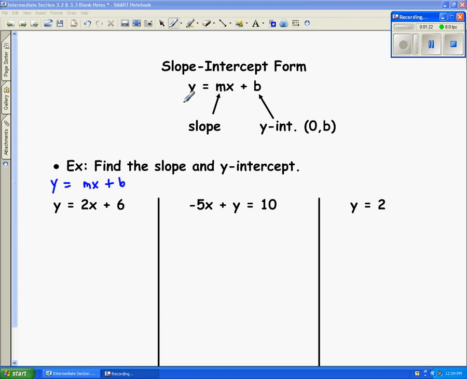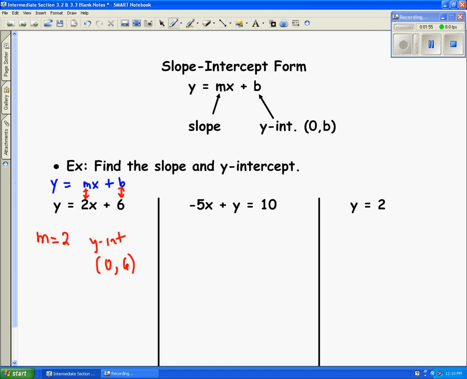Slope-intercept form is y equals mx plus b, where our slope is our m, and our y-intercept is our b, but it's represented as the ordered pair (0, b). Our first problem asks us to find the slope and the y-intercept. If I write slope-intercept form over the top of my given equation, it's easy to see that my m is 2, my slope is 2, and my y-intercept is 6, but it's written as the ordered pair (0, 6).